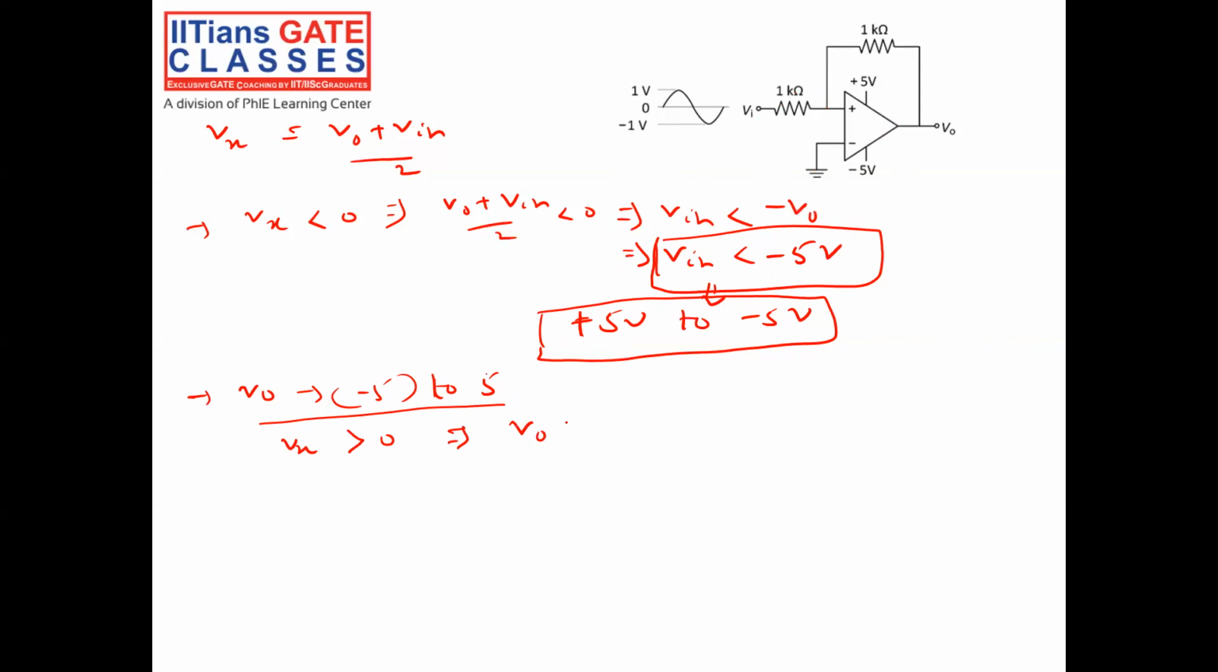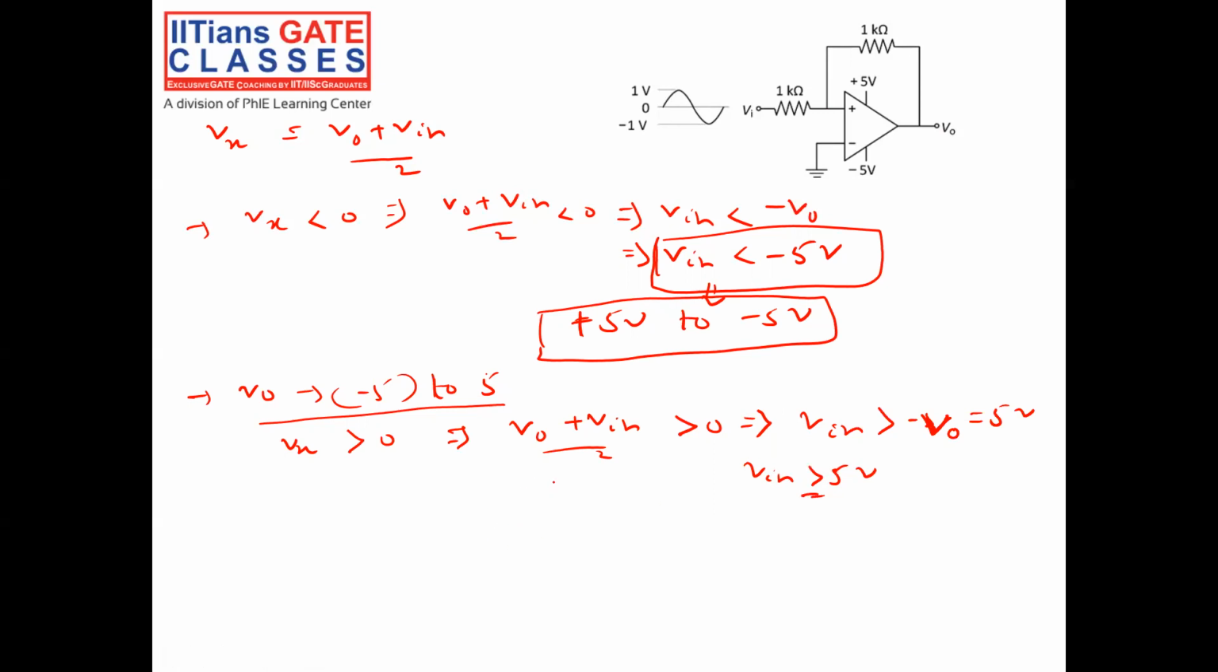V0 plus V in by 2 is greater than 0. This implies V in is greater than -V0. What is -V0? Minus of -5 volt is equal to +5 volt. Okay. So that means if my output is at -5 volt, and my V in is greater than +5 volt, the output will change from -5 to +5.